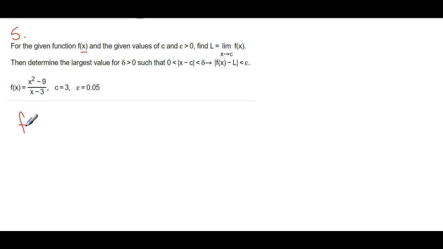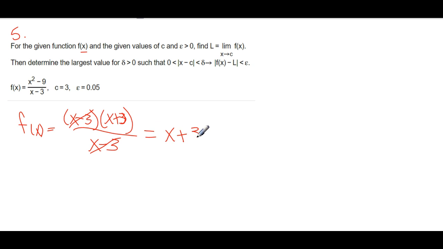So notice that f of x can be factored on the top to (x minus 3)(x plus 3), and the x minus 3 on the bottom would cancel with that new factor on the top. So this is basically the same as x plus 3. Now it's not, so if you graphed this, there'd be a hole in the graph at (3, 6), but it could have been simplified. It just wasn't, so we'd have to deal with that hole.